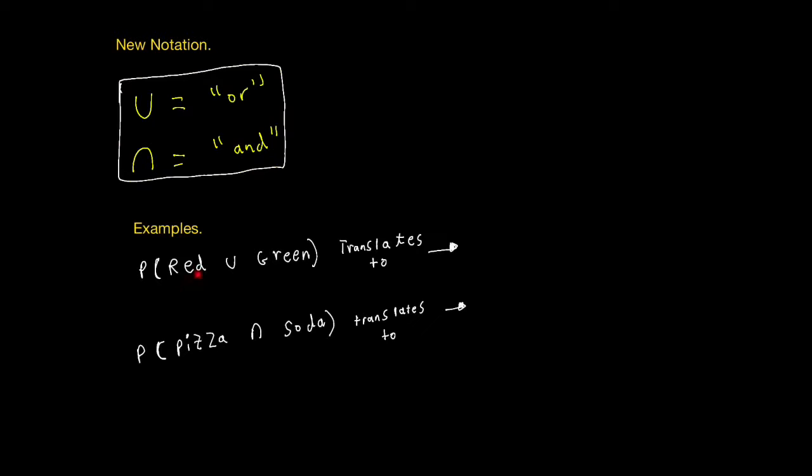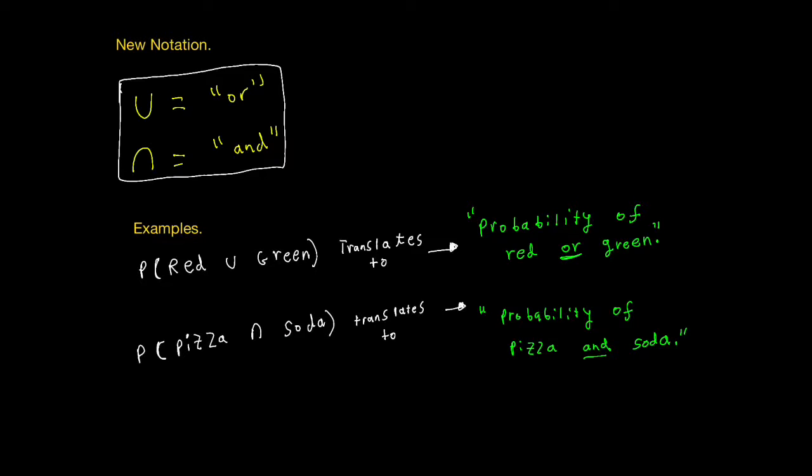I have a couple of examples here, so let's go ahead and translate them using our new notation. So this one reads the probability of red or green. Let's translate this one now. This one reads the probability of pizza and soda. Please familiarize yourselves with this new notation because we're going to be using it quite often throughout this unit.